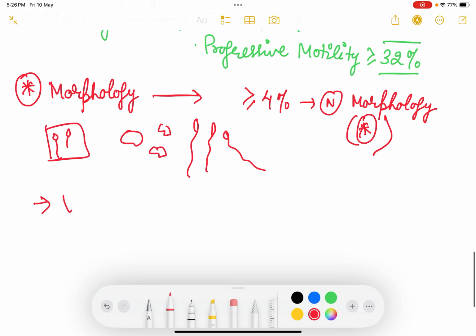Apart from that, how many percent of the sperm are living? That is, what is the viability of the sperm? Viability of the sperm should be more than 58%. That is, 58% of the sperm should be living.